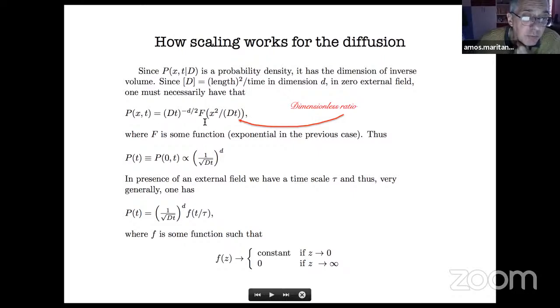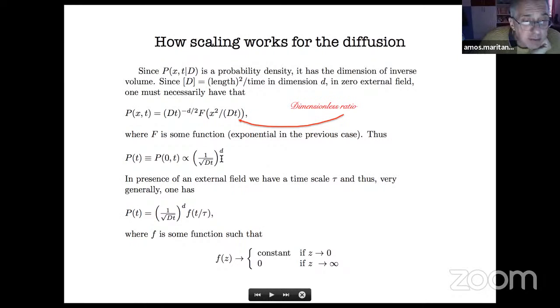And then we must have a function which has to be dimensionless. And so the only dimensionless constant is just x squared divided by Dt. This is the dimensionless ratio. So without knowing the solution of the problem, just due to a scaling argument, we can predict that the solution must have this form, where f is some suitable function that guarantees, of course, that the probability is also normalized. So in particular, if you set x equals zero, f becomes a constant, and we get the answer that we asked before. The probability to be at the origin at time t scales like t to the minus d/2. So in 1D, it is minus one half, like we were saying before.